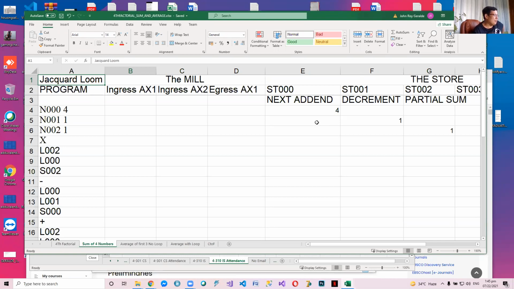You can just take N004, N003, N002, N001, and add them directly, and then you will have the result. But what I'm trying to do is to revise the fourth factorial program and compute the sum, because the main difference between factorial and summation is that instead of using multiplication, we will be using addition. In the fourth factorial, we do 4 times 3 times 2 times 1. In the sum of the first four numbers, we do 4 plus 3 plus 2 plus 1.